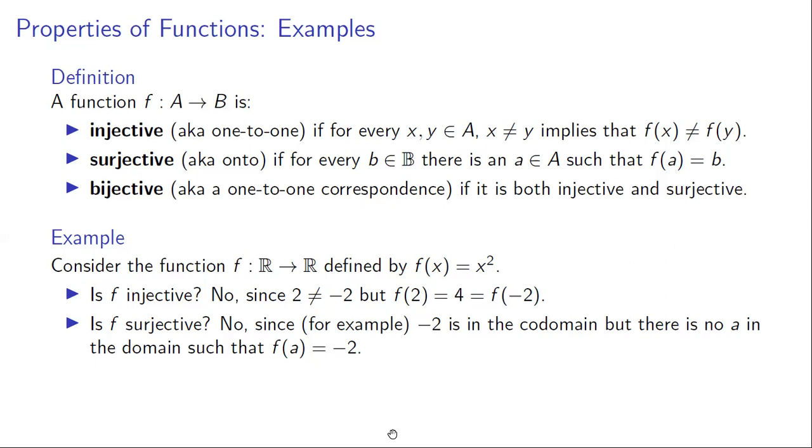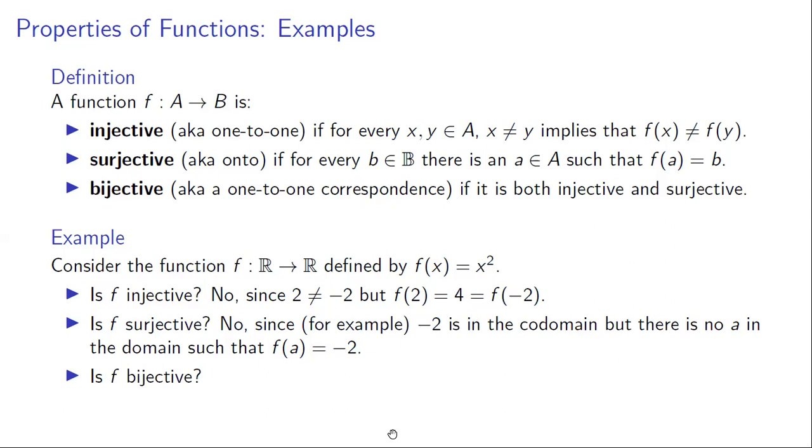So therefore, f is not surjective. Again, in plain English, what this is saying is there are some elements of the codomain that are impossible to reach. For example, -2 is in the codomain, but it's impossible to reach it.